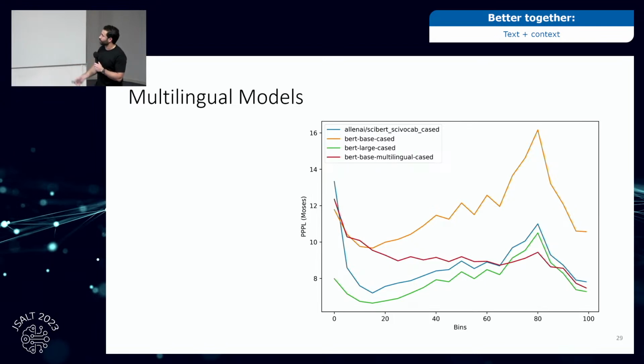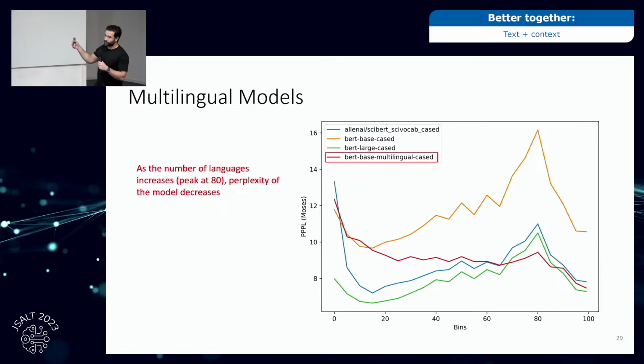just because it's a similar architecture, and we can see that as we go forward in time and the number of languages increases, remember that peak was around bin 80, all of the monolingual models, so the orange, blue, and green lines, are all peaking around this time, but multilingual BERT is continuing on its downward trend.